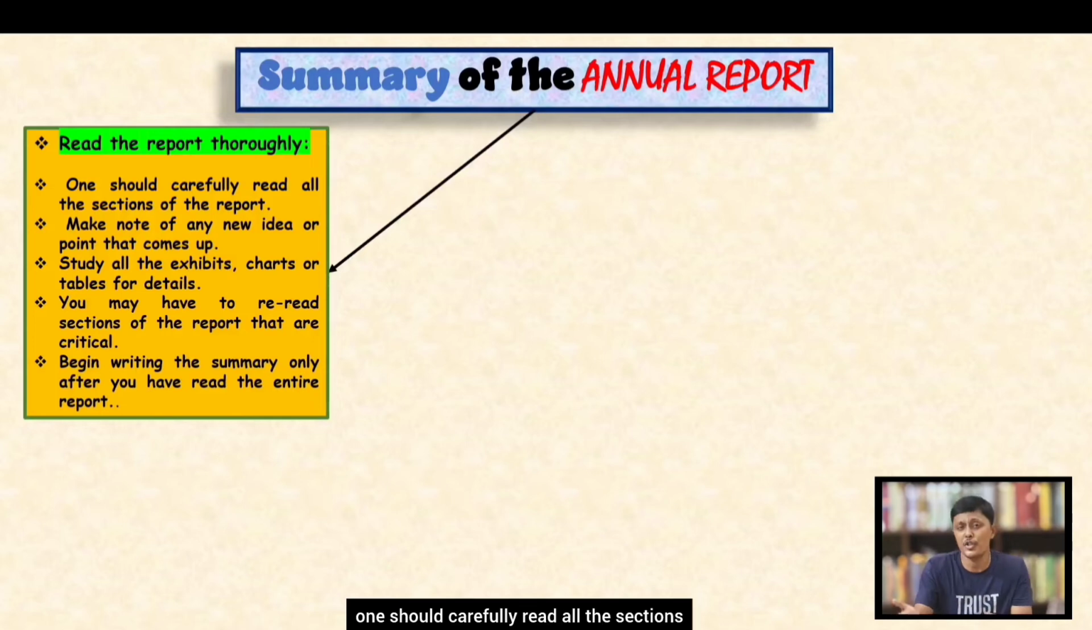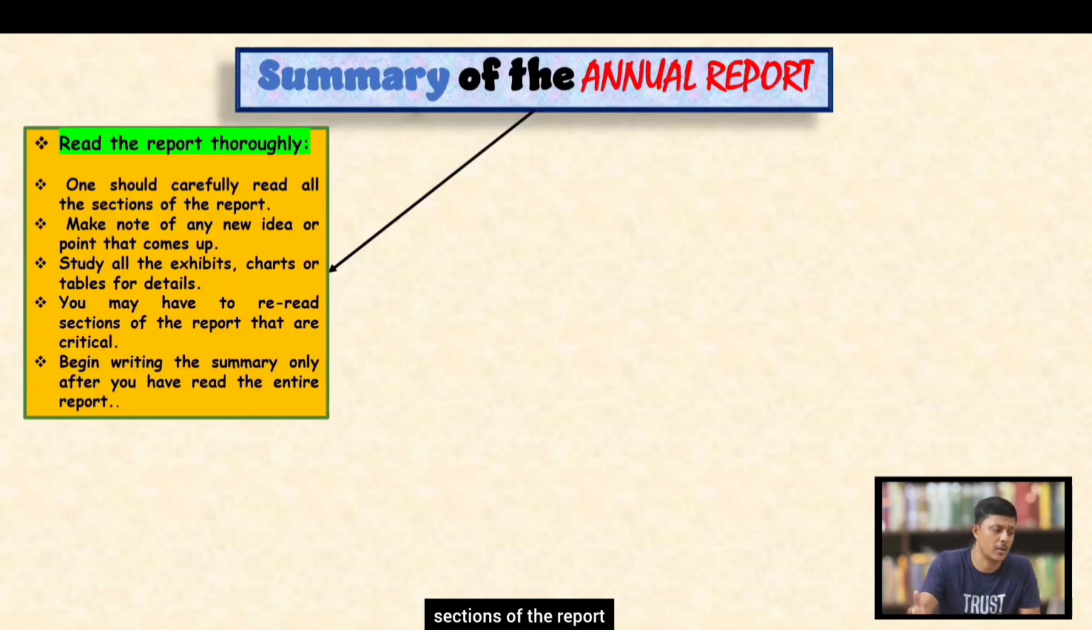First thing, one should carefully read all the sections of the report, make note of any new idea or point that comes up. Study all the exhibits, charts, and tables for details. You may have to reread sections of the report that are critical. Begin writing the summary only after you have read the entire report.